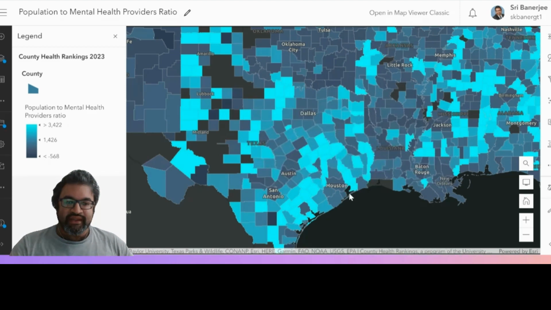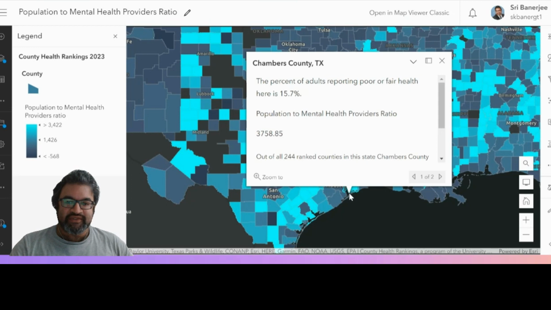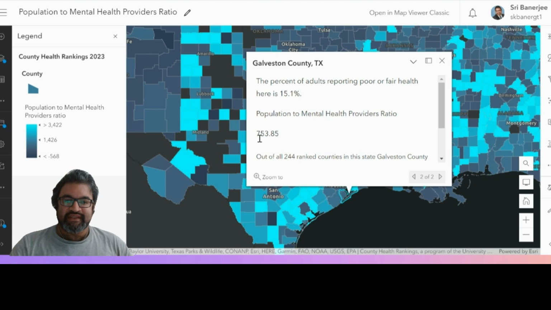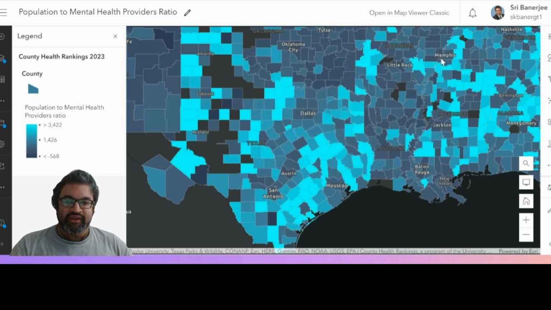Now let's take a look in the neighboring county. That was Chambers County. Let's go over one. So right next door is Galveston County, and Galveston County, Texas, is much closer. It's much better with a lower amount of 753. So 753 compared to 3,758. So there are hardly any mental health providers in Chambers County, whereas the neighboring county has a lot more. Let's go through the state a little bit more and explore.